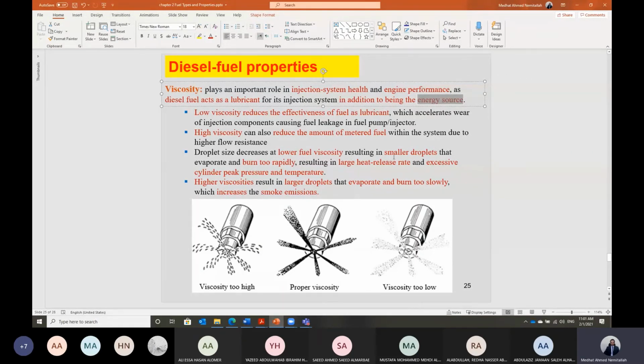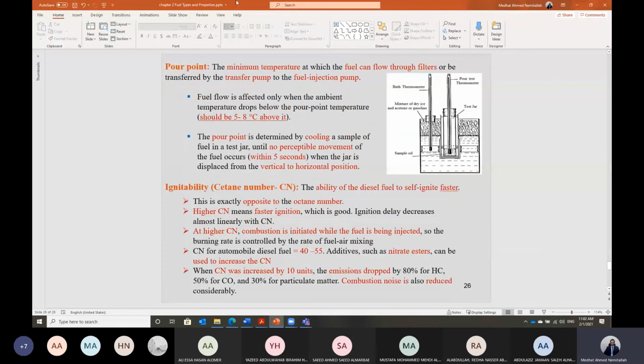Also, having lower viscosity, shabab, means we will have smaller fuel droplets that will mix rapidly with the air inside the cylinder, and in this case we will have excessive heat release and excessive temperature and pressure rise inside the cylinder if the fuel viscosity is very low. But if the fuel viscosity is very high, we'll have large droplets that will evaporate and burn very slowly, and it may result in longer ignition delay, and most probably the fuel will not complete the combustion, and it will result in more emissions from the engine in this case.